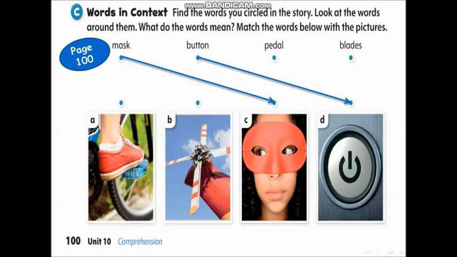Yes, Omar? Yeah, picture number A. Okay, what about the word blades? Yeah, it matched picture number B. Great, great, great, Ahmed.